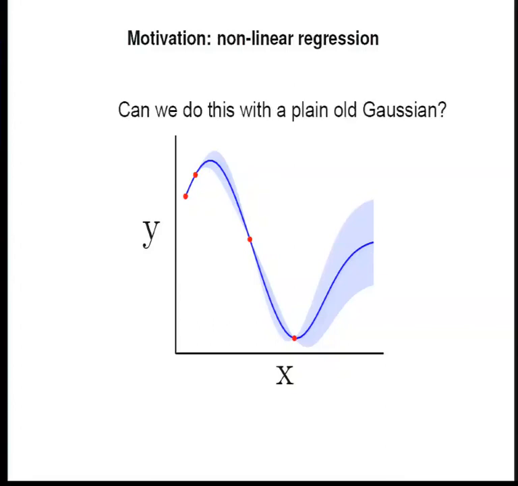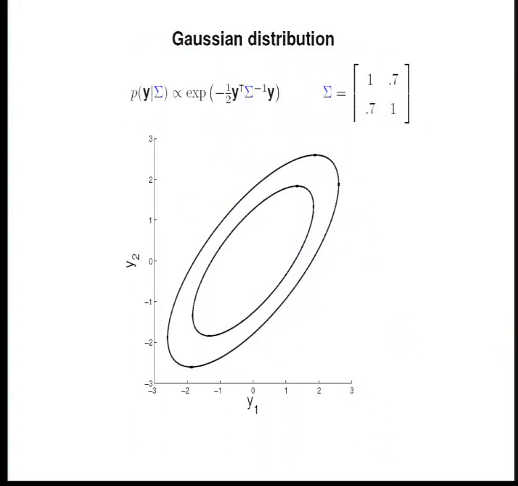Okay, so the idea is we're going to do this with just a plain old Gaussian, as you've seen in Neil's talk, and it's perhaps slightly surprising we can do this with a plain old Gaussian. So here's a very brief recap of the Gaussian distribution. Neil's covered this before, so this should be very familiar territory. The probability of a vector of observations given a covariance matrix is proportional to an exponentiated quadratic, to use Neil's term. This is the data, y.